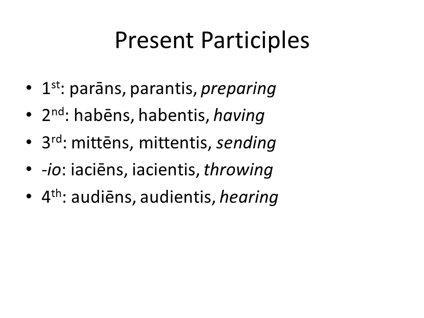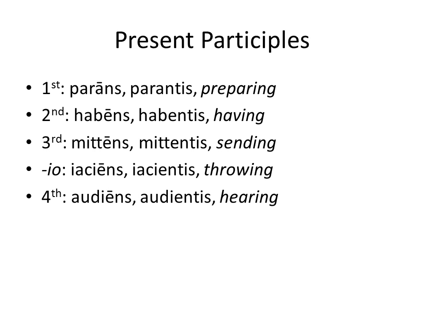So our first conjugation standard verb gives us parans, parantis, preparing. Second is habens, habentis, having. Our third conjugation, mittens, mittentis, sending. The third IO, iaciens, iacientis, throwing. And then a fourth conjugation, audiens, audientis, hearing. So those are the nominative singular and then the genitive singular forms and the meanings of the present participles for the standard verbs of each of the conjugations.